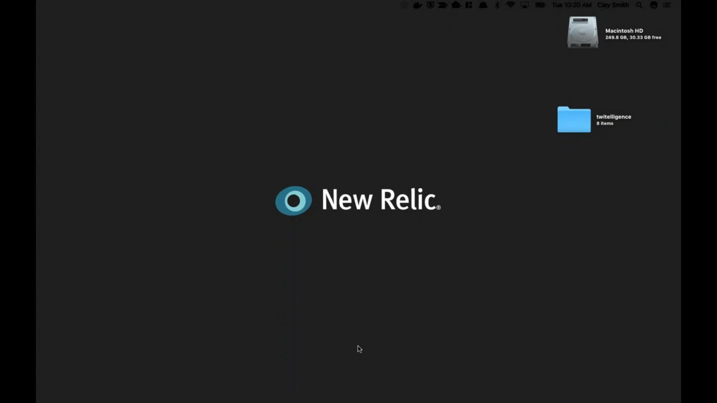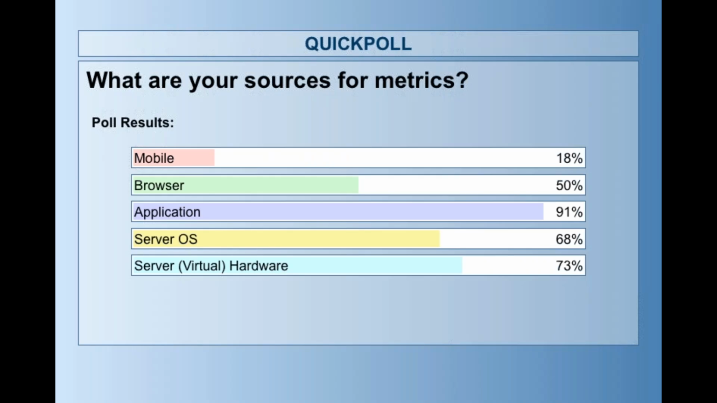So if we go ahead and look at the results there, it's actually pretty interesting and not all that surprising. This more or less closely matches what we hear from a lot of our customers, that people have some capabilities to gather application metrics. That makes sense given New Relic APM. People are collecting server metrics from the operating system, and also from either the virtual or physical hardware as well. As you get closer to the customer, it seems like that number goes down a little. But great coverage so far.